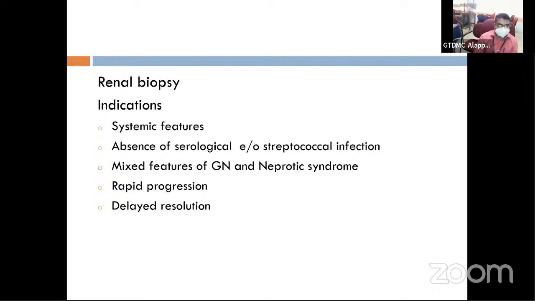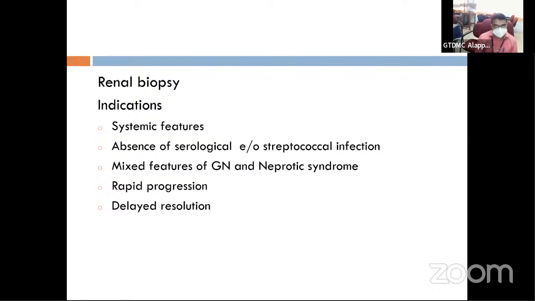And finally, renal biopsy. Renal biopsy is not indicated in all cases of post-streptococcal glomerulonephritis. Only specific indications are there. One is systemic features, glomerulonephritis presenting with systemic features like fever, rash, joint pain. These are all indicative of vasculitis or collagen diseases. Or nephritis presenting with organomegaly. Then you have to do a renal biopsy to confirm the diagnosis. Systemic features like fever, rash, joint pain, organomegaly.